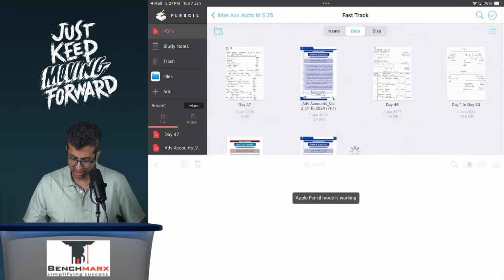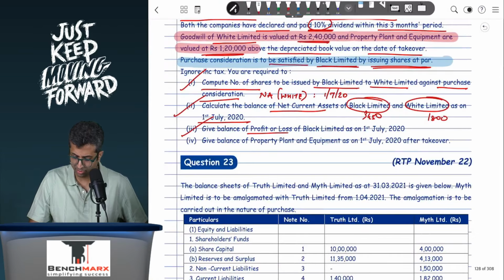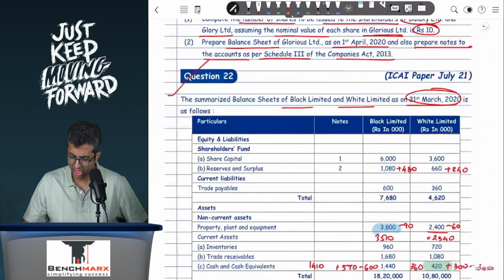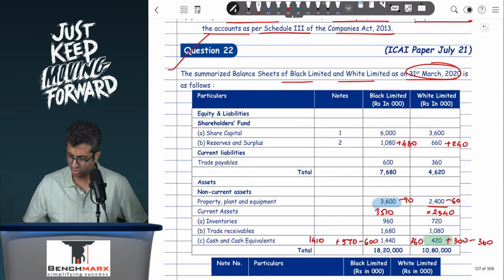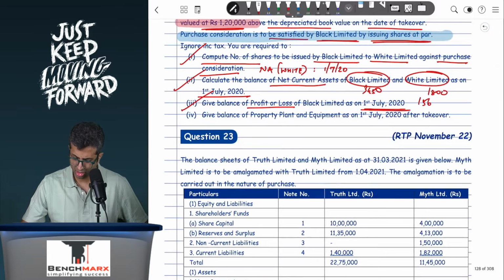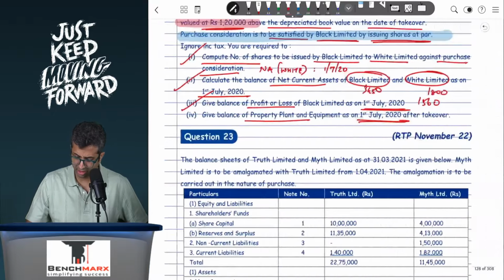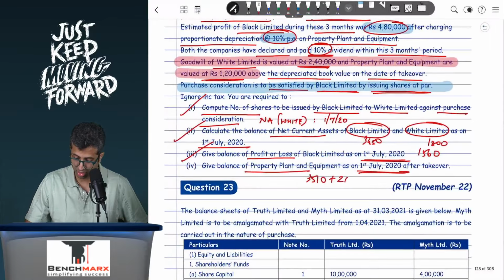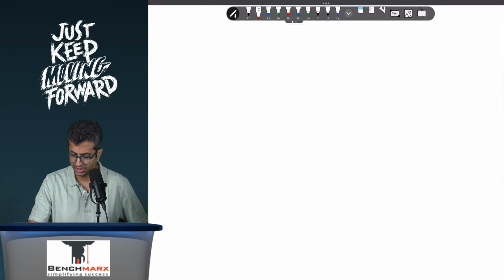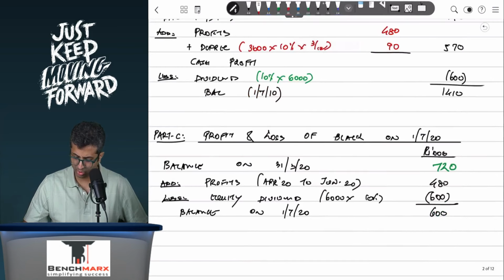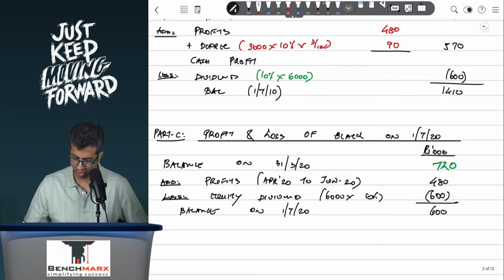Perfect. Next, you will have to give the balance of the P&L of Black as on 1st July. Well, P&L of Black will be 1080 plus 480, and that's it, 1560. Okay, and the PP balance as on 1st July after the takeover, PP will be 3510 for Black, plus I will take over PP worth 2460. 3510 plus 2460, and this will be 5970.